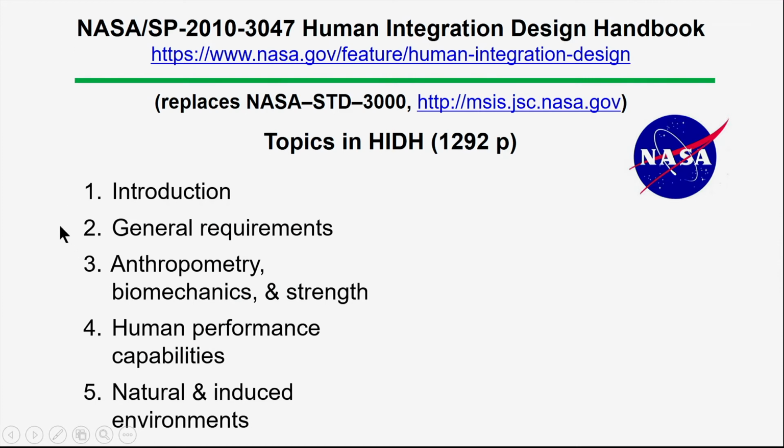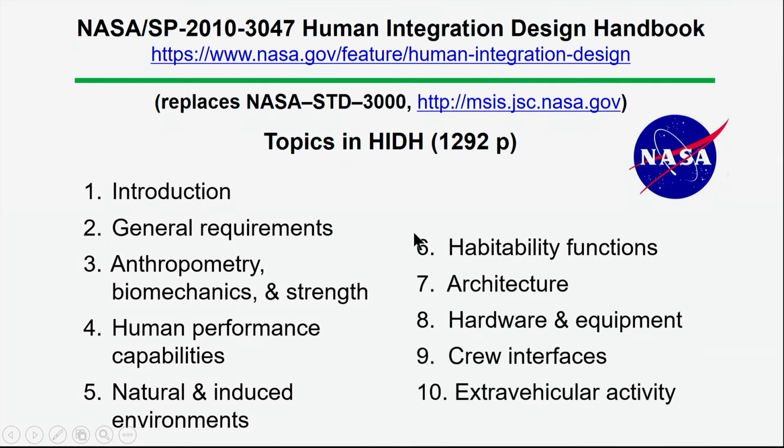There's an introduction, general requirements, then the topics of anthropometry and biomechanics are covered, human performance, natural and induced environments. And then the thing that's unique about this one is that obviously NASA is interested in space flight and movement in environments that are not what we typically experience. So there's a lot of information on habitability, which is important to NASA. Crew interfaces is of interest, and obviously EVA activities are unique to NASA.